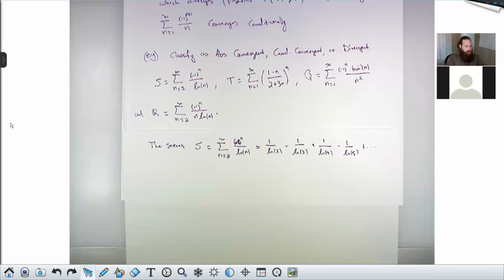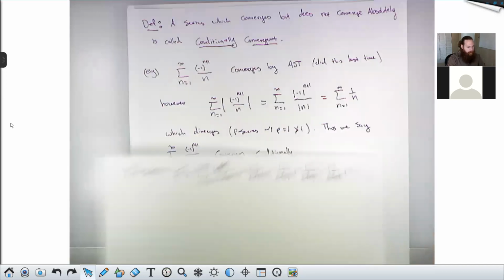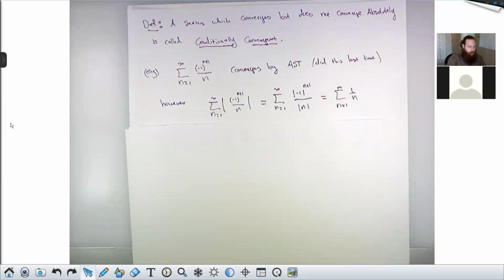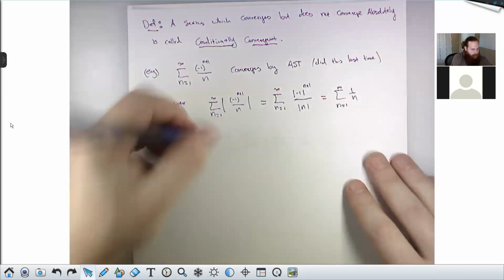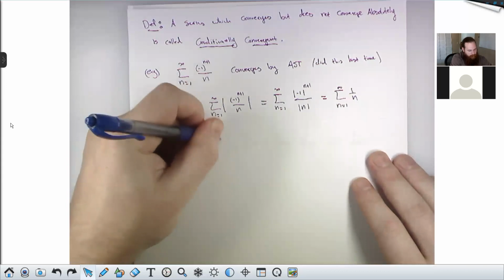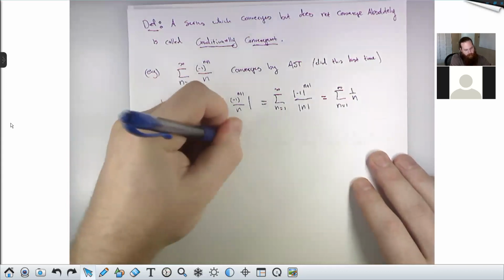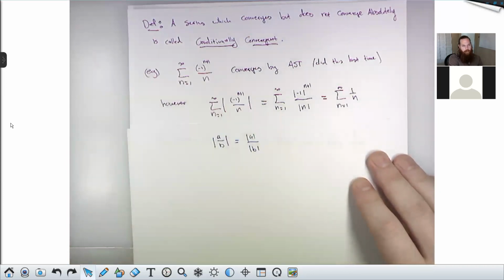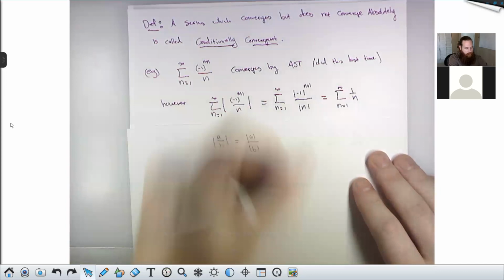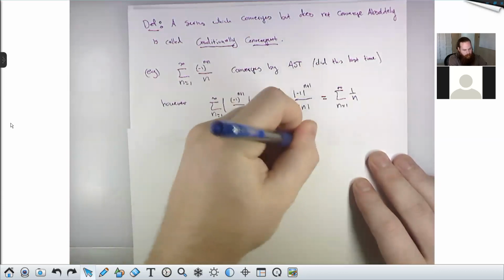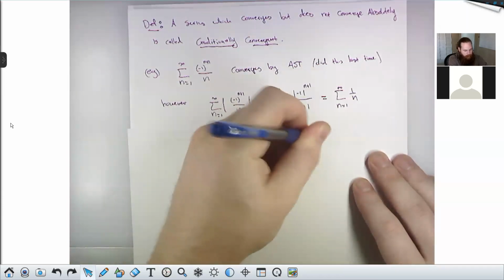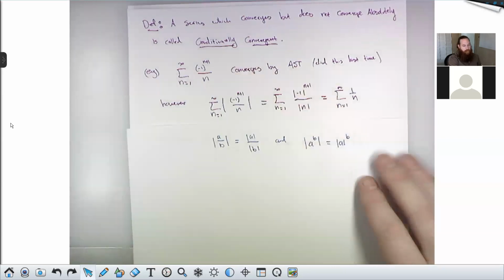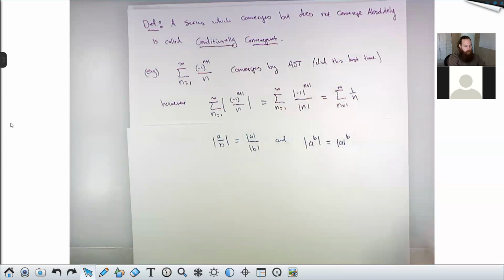The algebra that I did in this previous example, let me come back and take a closer look at that because I see a few comments there. We need to remember the algebra of absolute values. The big stuff here is this. The absolute value of a ratio is the same as the ratio of the absolute values. And an absolute value of a power is the same as the power of the absolute value.